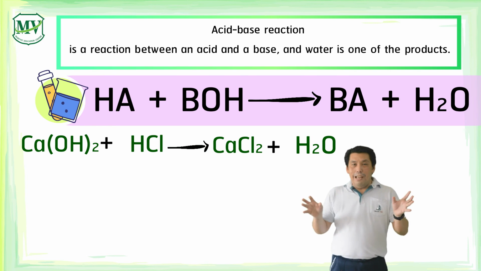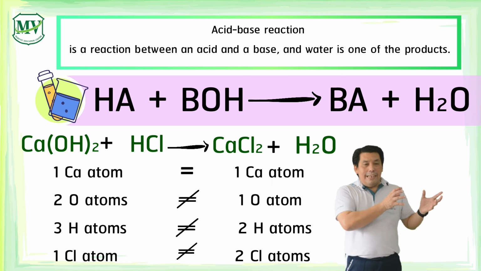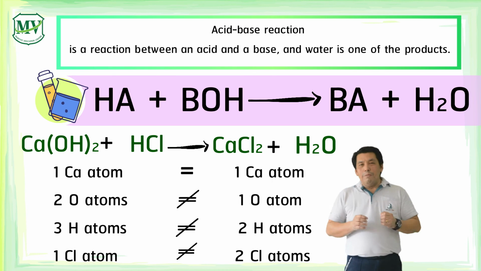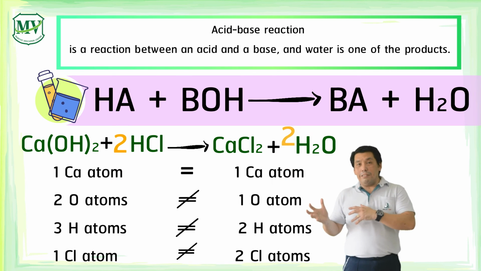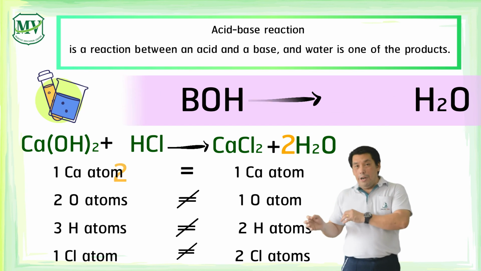Now let's take a look at the equation. We have calcium hydroxide to react with hydrochloric acid will yield two products, calcium chloride and water.